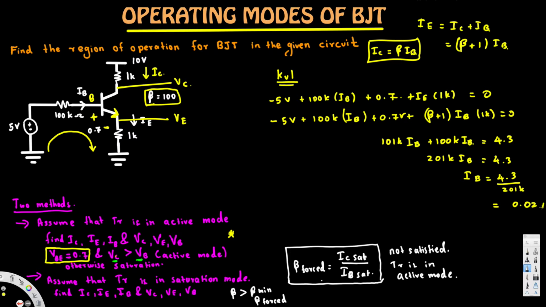0.021 milliampere, or you can say 21 microampere. Okay, this is the IB value. Now we have the IB value.